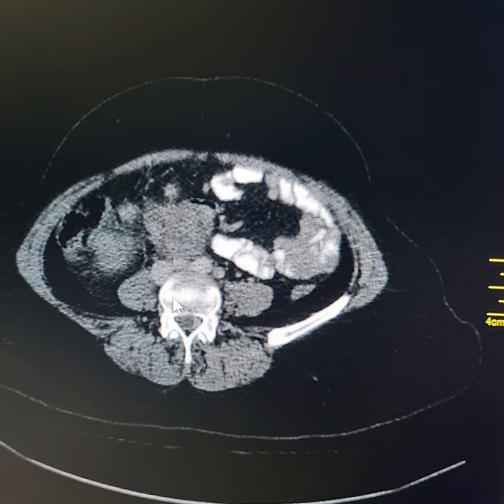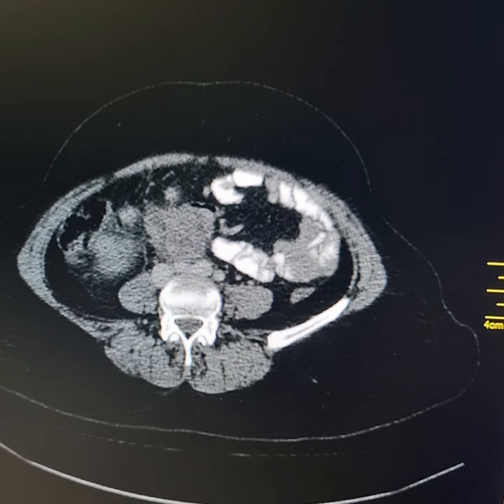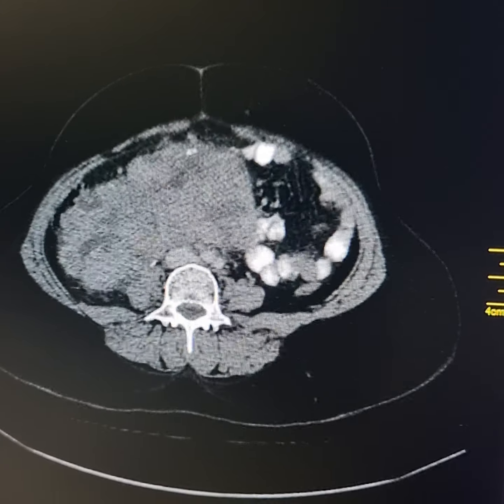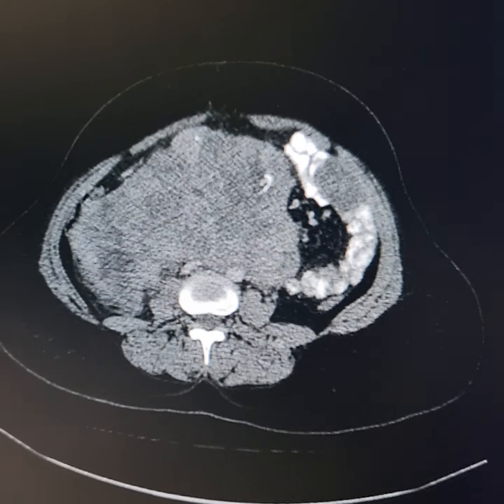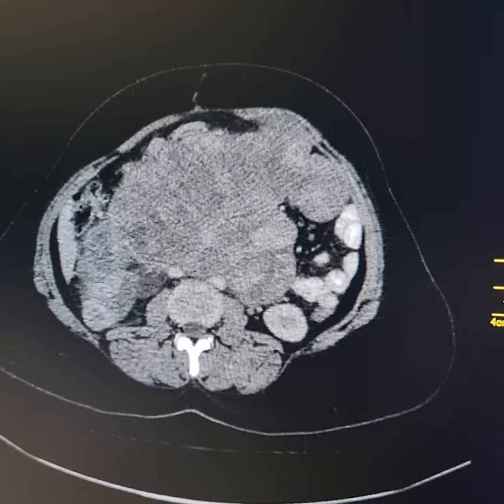This is the region of the ascending colon. The ascending colon is displaced laterally. Its interface with the mass is indistinct.